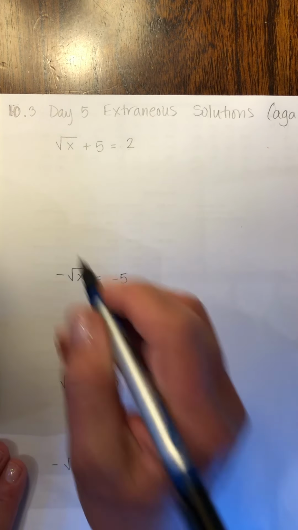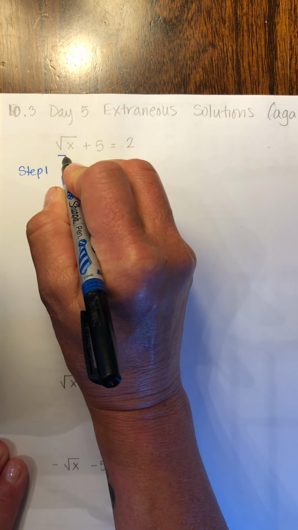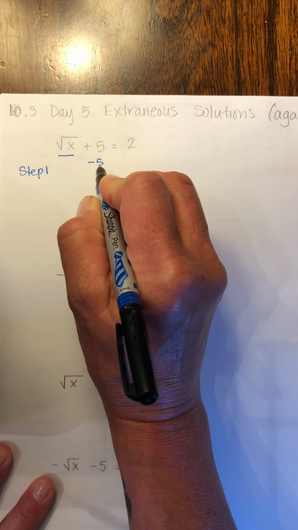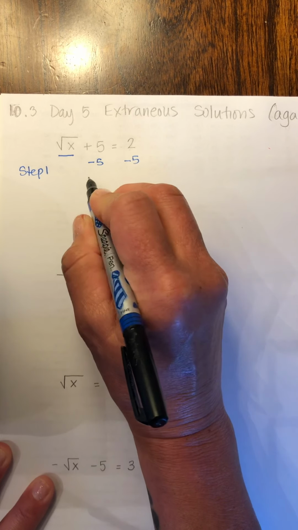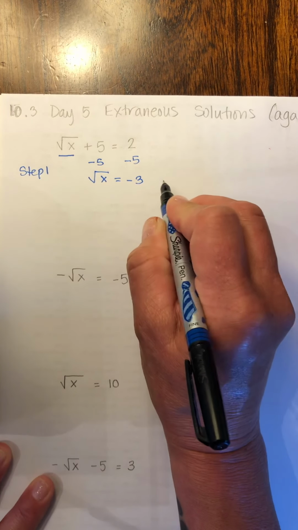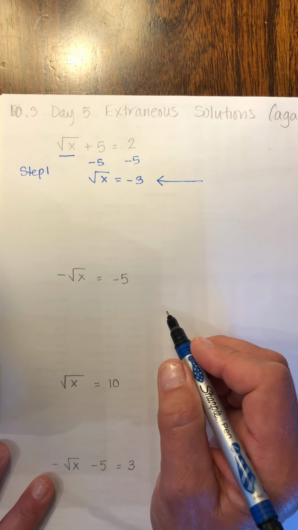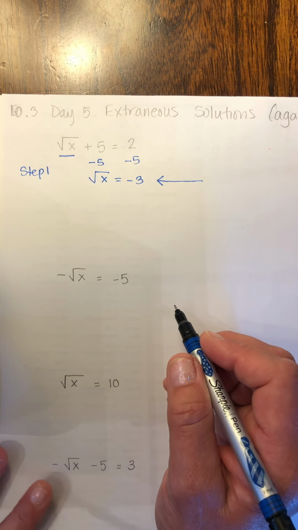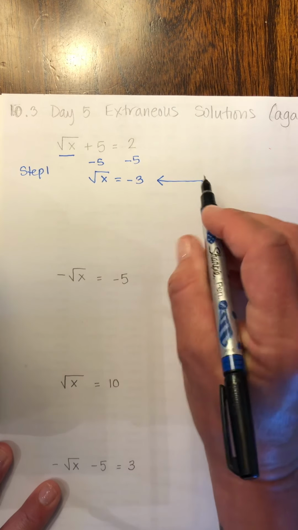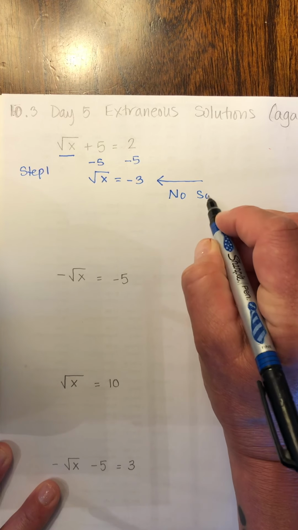All right, so remember, step one. You get this part, this square root of x by itself, so we have to undo that adding and subtracting. So we're going to subtract, and then we're left with the square root, and that equals -3. Now, I'm going to tell you a trick. When you have a square root that equals a negative number, it is going to be a no solution because you can't take the square root of a number and get a negative. So if you see that, you can actually stop right here, and the answer you type in is no solution.